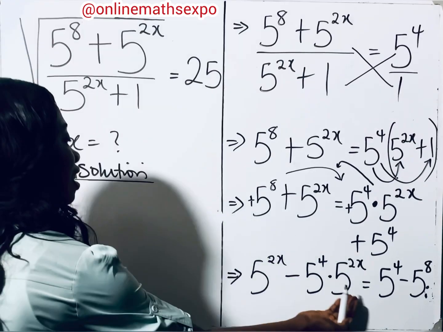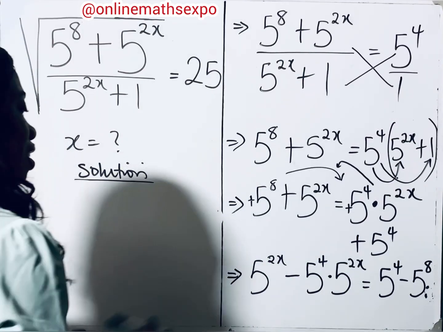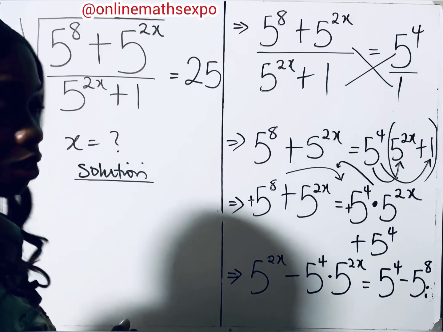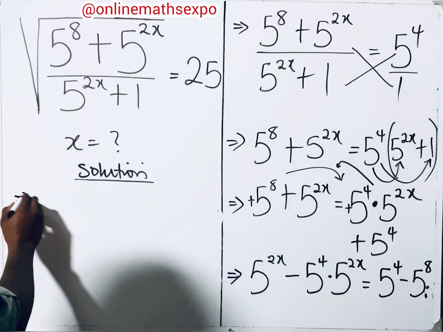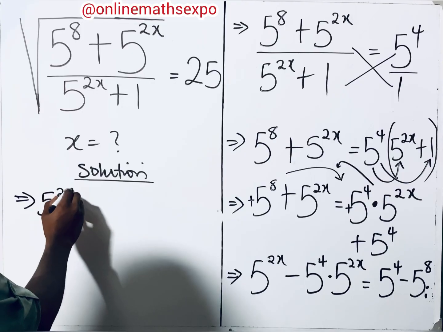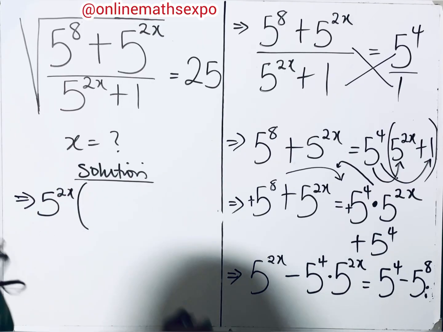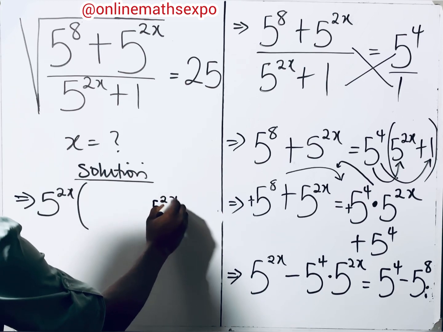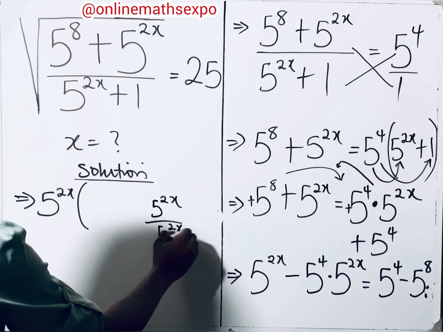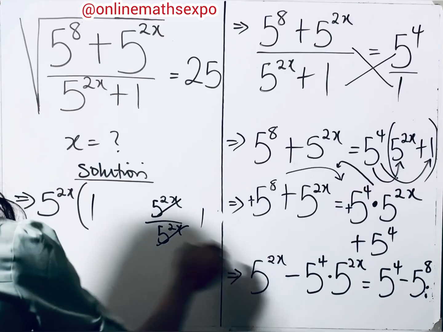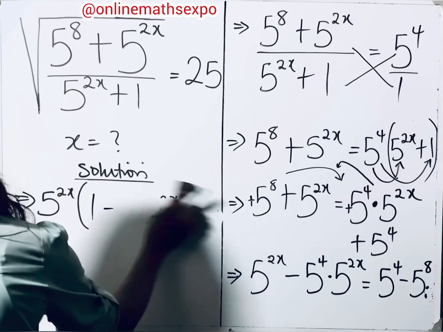Interesting. Now looking at the left side, quickly observe that 5 to the power of 2x is repeated. So you factor out. To do that, you are going to have 5 to the power of 2x, open a bracket. Now use this to divide this, and you know, when you divide a number by itself, it gives you 1. Did you see that? So we're going to have 1 here. Bring down this subtraction sign. Now what do you do next?